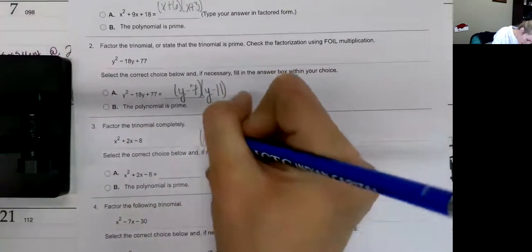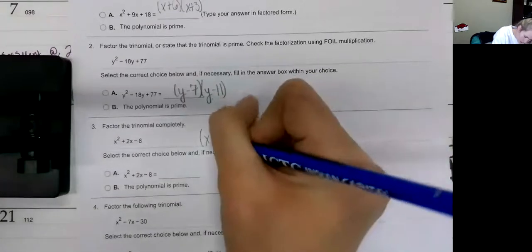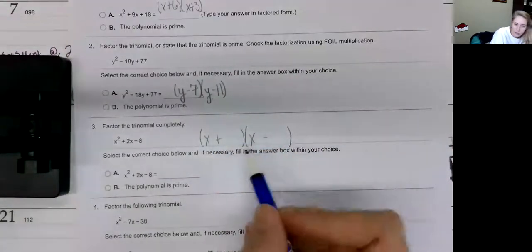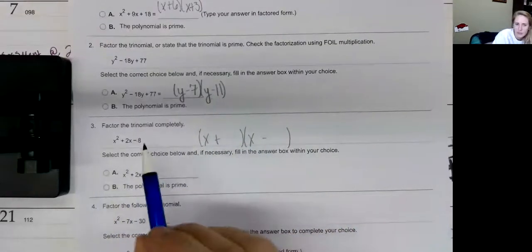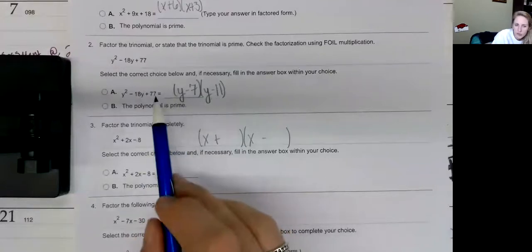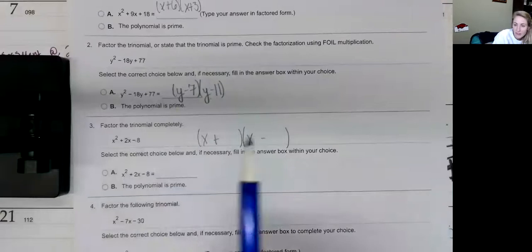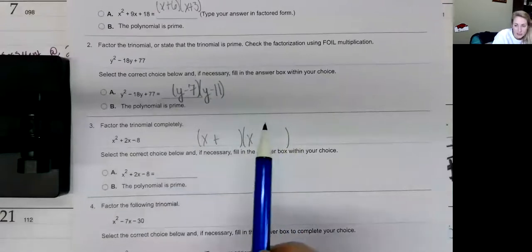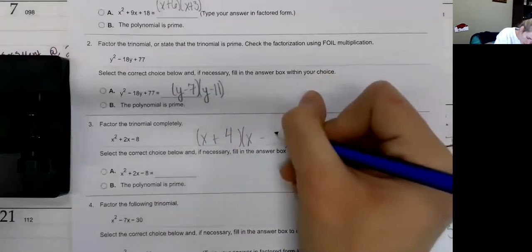So I'll have x and x. And I know I'm going to have different signs now. I know that they're both x because it's x squared. Okay. Before we added the factors to get this, now we have to subtract. So factors of 8 that subtract to get 2. And that would be 4 and 2.